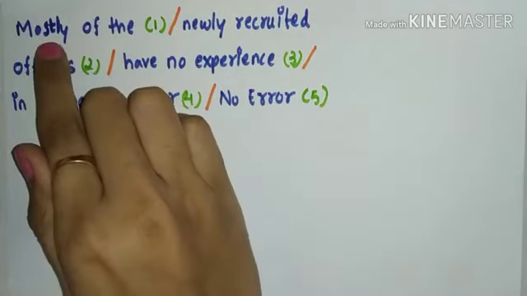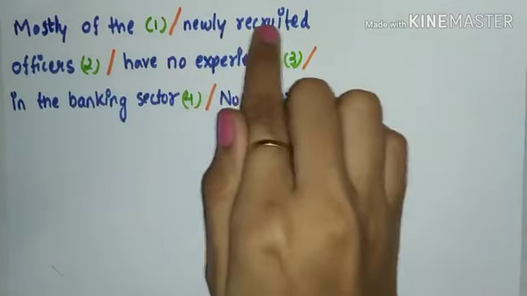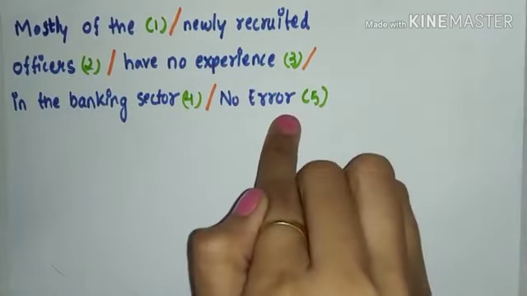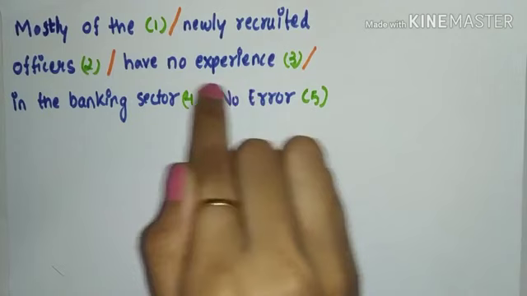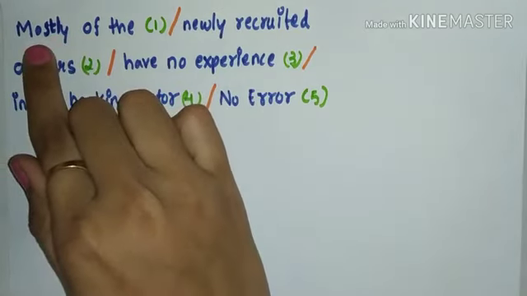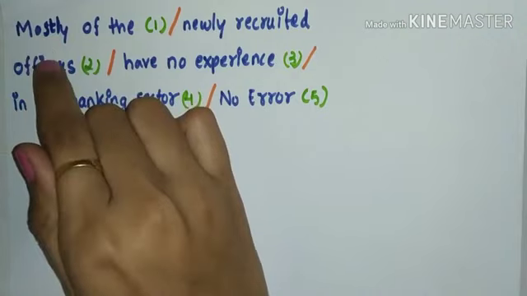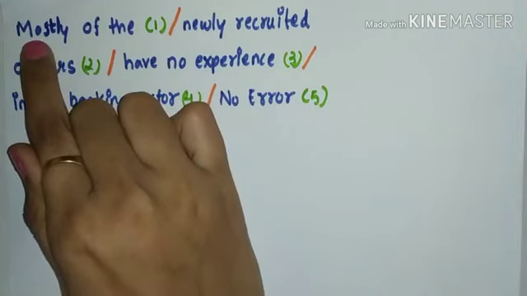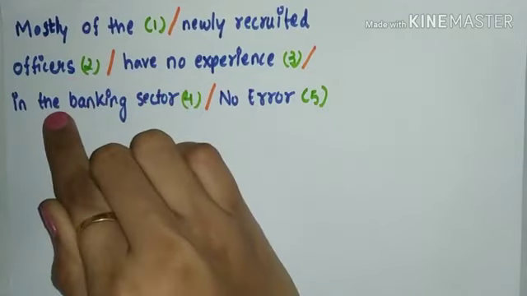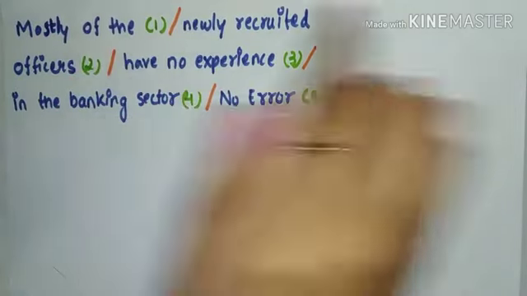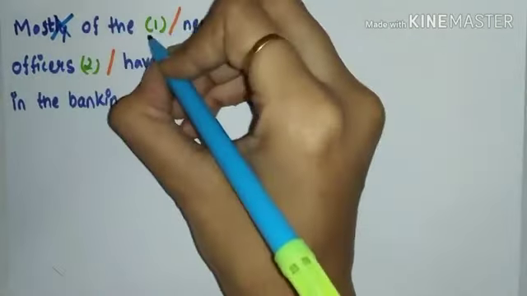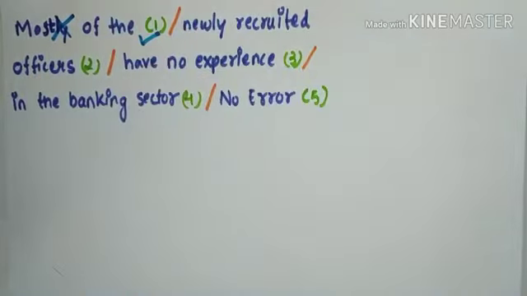Let's read it once again. Mostly of the newly recruited officers have no experience in the banking sector. So here it is an incorrect use of part of speech; specifically speaking, it is the wrong degree of adjective. It should be: most of the newly recruited officers have no experience in the banking sector. So instead of mostly, it has to be most, and therefore our first part is the answer.